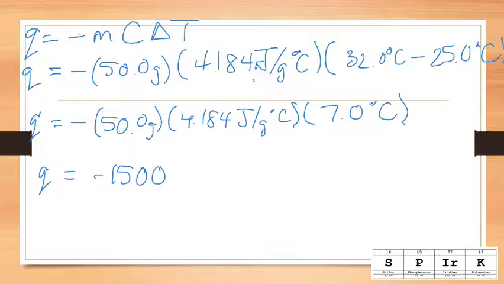And if you're unsure of your unit, let's just look through and see what cancels. That gram cancels with the gram, Celsius divided by Celsius. So we're left with just joules, which is exactly what we're looking for. So this system gives off 1500 joules of energy. Because remember, that negative means that this is an exothermic process.